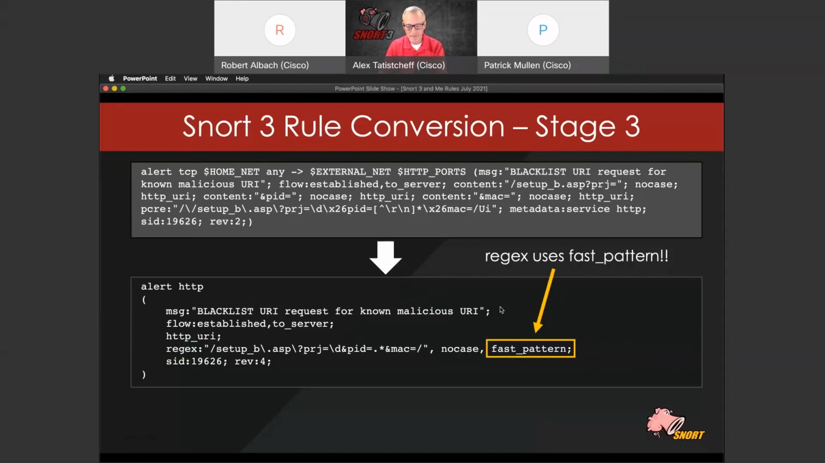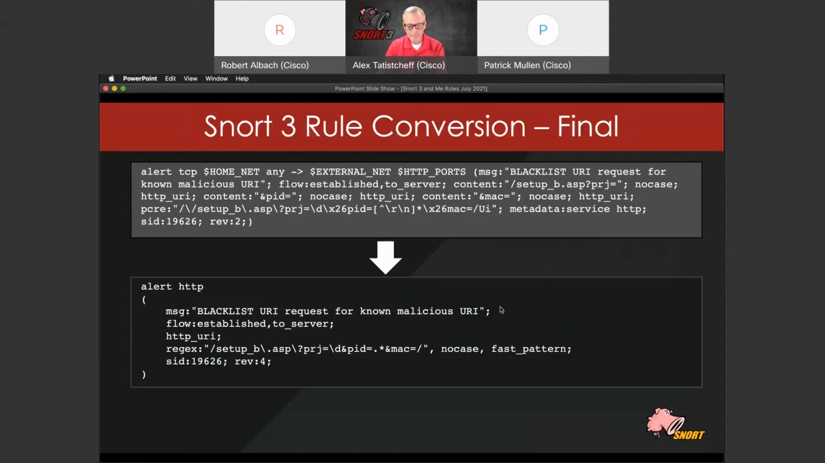So okay, regex uses fast pattern. So there's my final rule conversion. And you don't have to go to stage 3 like I did here. You can stop at stage 2 and leave those conventional keywords in there, for now. But this is something I would encourage you folks to start looking into if you haven't already. Try to understand, do your own testing, use that Snort rule performance profiling, and understand what effects these changes have on the rules.